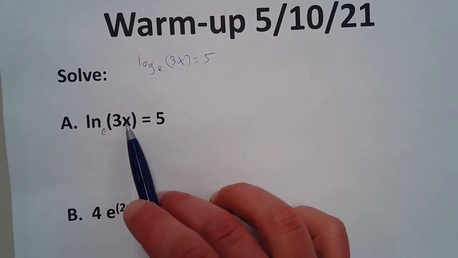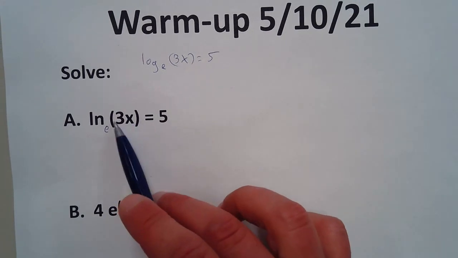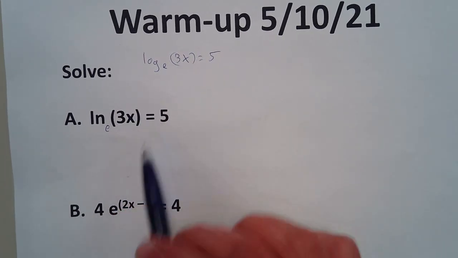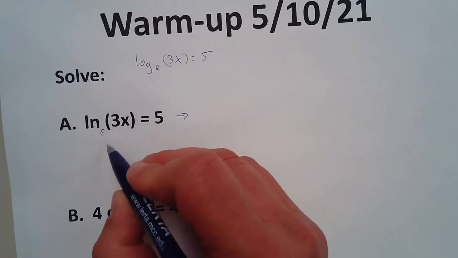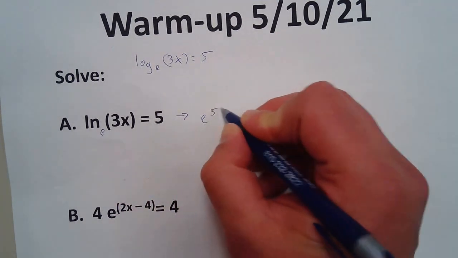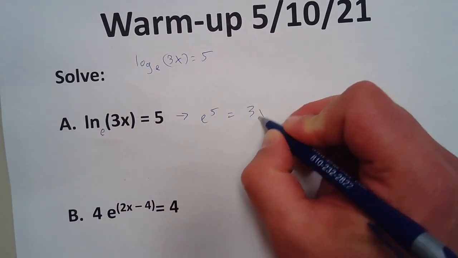So in this case, to solve for this x, we want to isolate it by itself. Because it's kind of trapped in this natural log right now, we're going to convert it to an exponential. So as an exponential, this would be e to the fifth equals 3x.